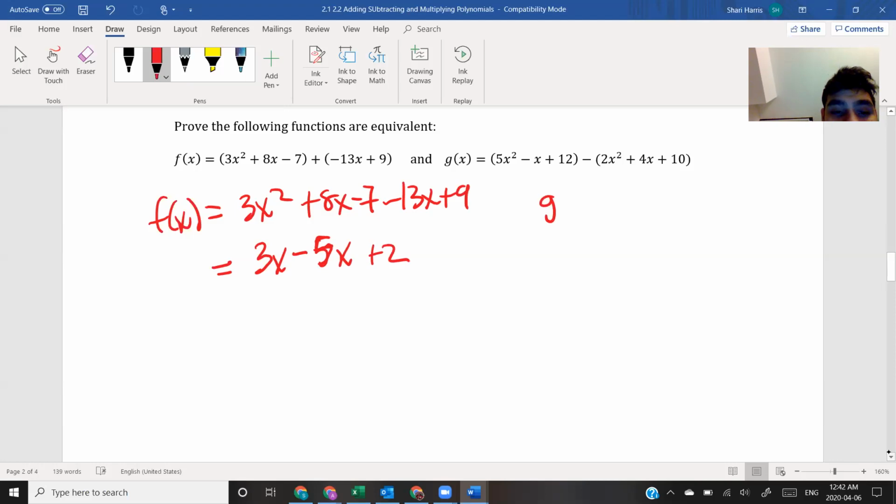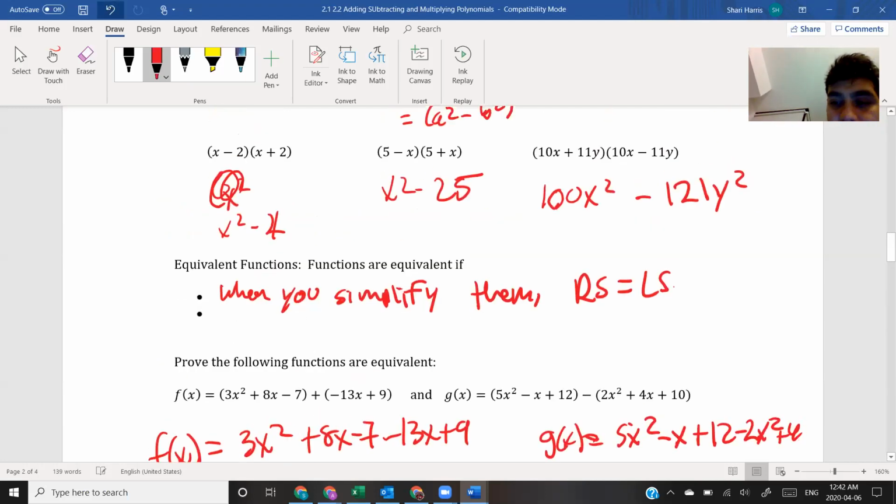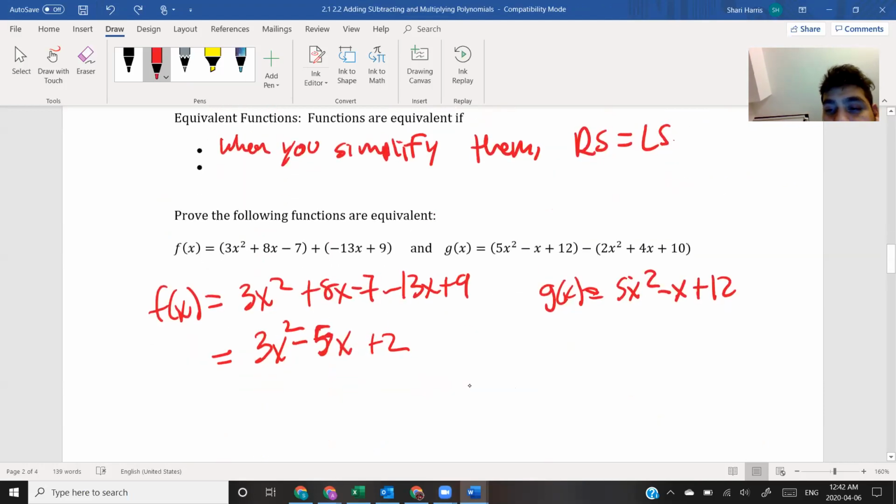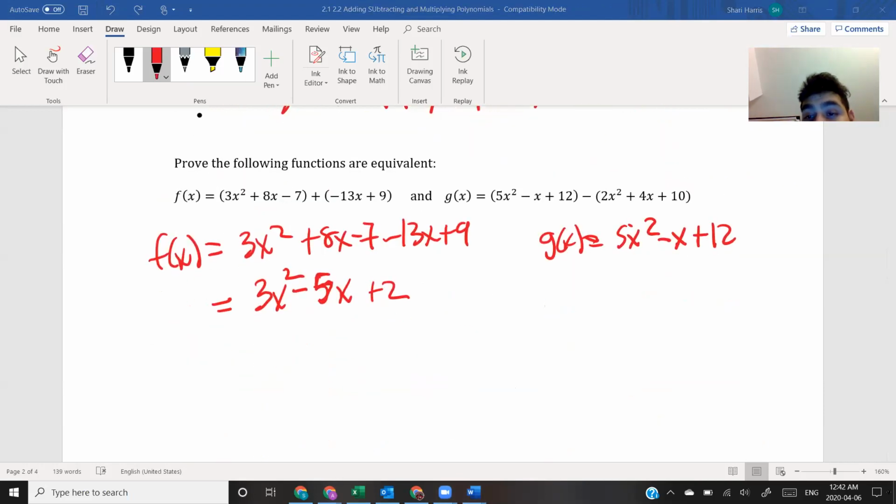g of x equals, there's a negative, so I'm going to have to switch all these signs. So I'm going to remove the brackets. 5x squared minus x plus 12 minus 2x squared, this changes to plus 4x, and this changes to plus 10... sorry, I went back on what I was trying to say. So 5x squared minus x plus 12 minus 2x squared, this changes to minus 4x, this changes to minus 10.